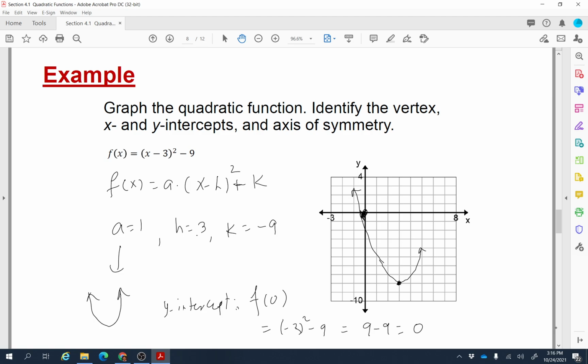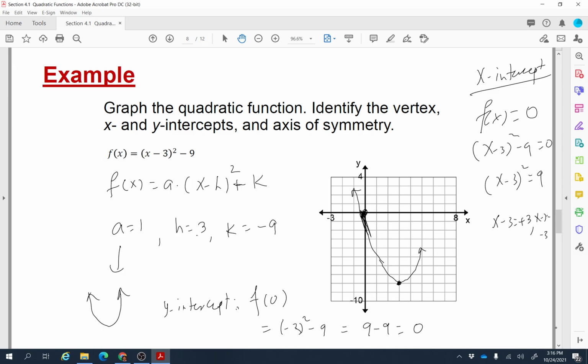And then to find another point, you can also find the x-intercept. The x-intercept means a point where the function is 0, and there might be 2 points. So that means (x minus 3) whole squared minus 9 equals 0. (x minus 3) whole squared equals 9. So x minus 3 is plus 3 and x minus 3 is minus 3, by using the square root property, and that gives us x equals 6 and x equals 0. So x equals 0 is here, x equals 6, 1 2 3 4 5 6, is here, so the graph should pass through this point.